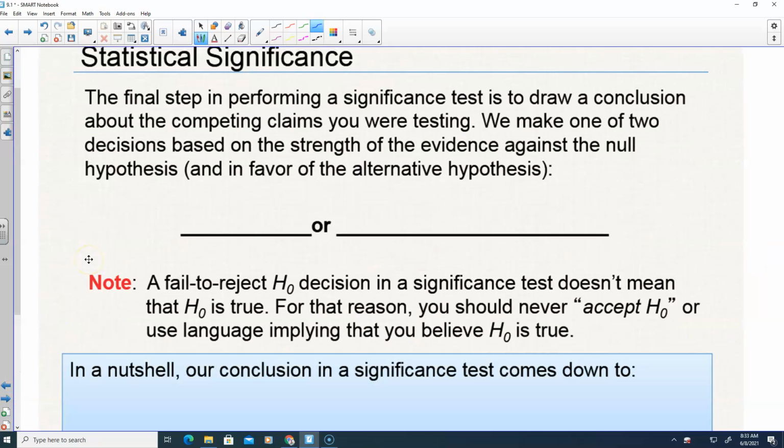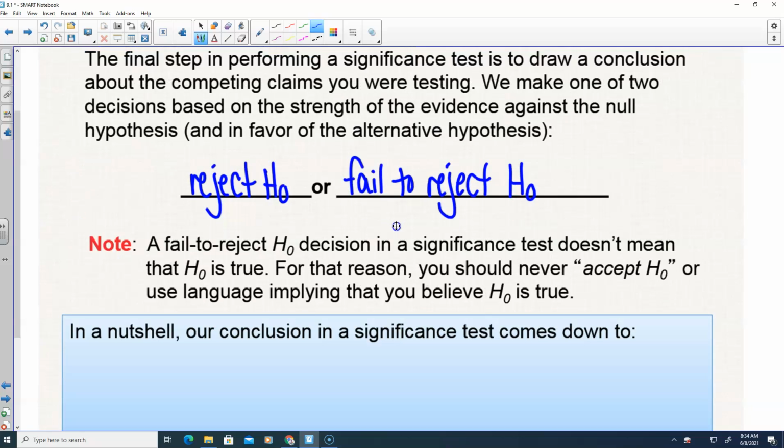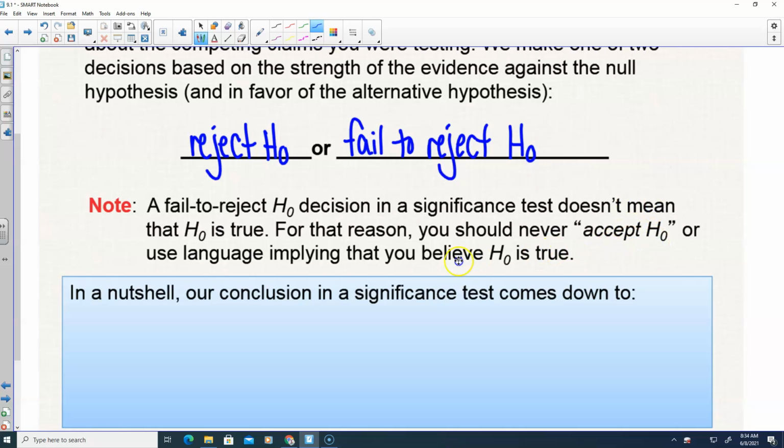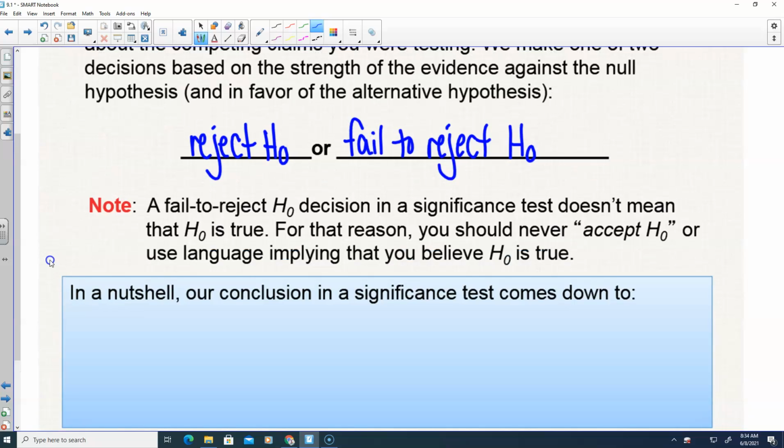Okay, the final step in performing a significance test is then to draw a conclusion about the competing claims that we're testing. We make one of two decisions based on the strength of the evidence against the null. We're either going to reject the null or we're not going to reject the null. Because we failed to reject, we don't say accept. We don't ever use that term, and we're never saying that we're accepting H0. We're just talking about either we reject or don't reject that null hypothesis.